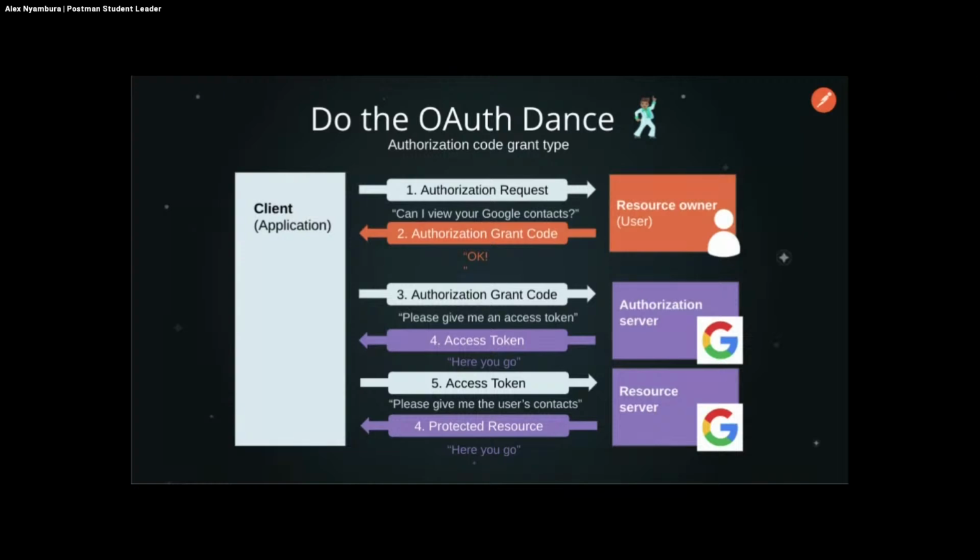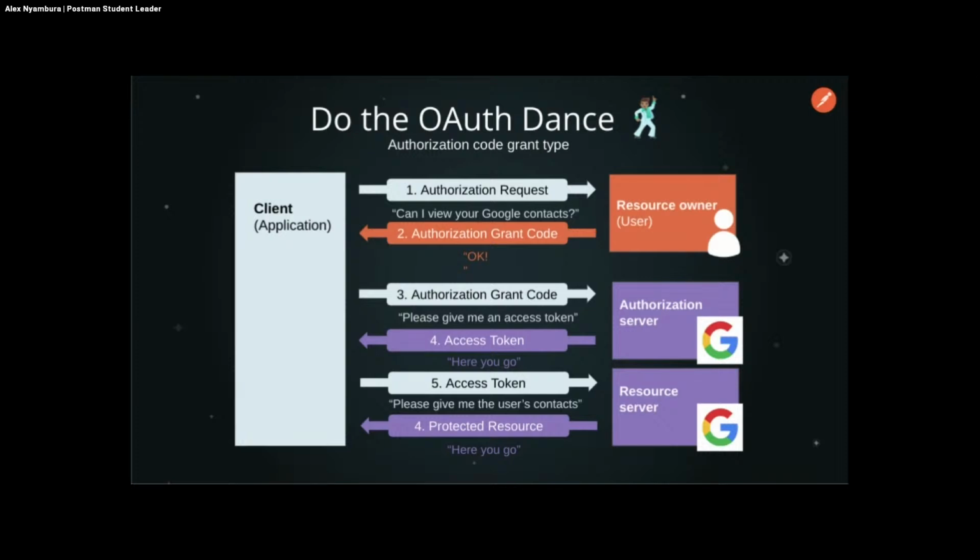So this is how it works. When you log into an application, let's say in this case I want to create a contacts app, I first log in with my Google account, and an authorization request will be sent to me. This is what most of you see, like allow contacts app to access your contacts. Once you click yes, it will now get a grant code, and the grant code will be used in the authorization server.